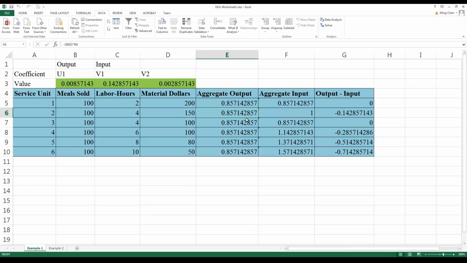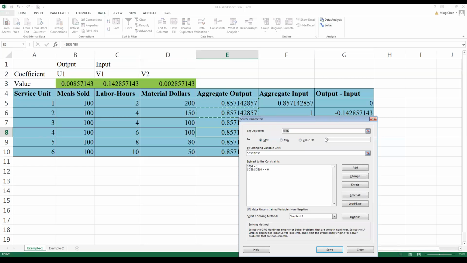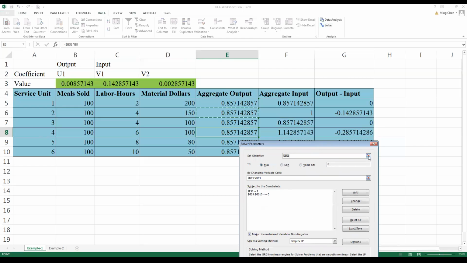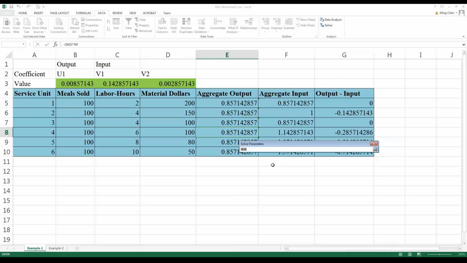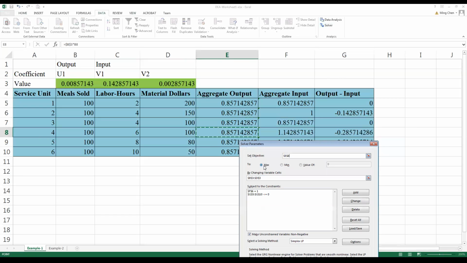Similarly, we can also do other service units. For example, what if we want to do service unit 4? How do we do it? So table will be the same. We don't have to change anything. We just need to change the solver. Let's say I want to assess service unit 4. So change the objective. Now the objective will be the aggregate output for service unit 4, and maximize it. Decision variable same.